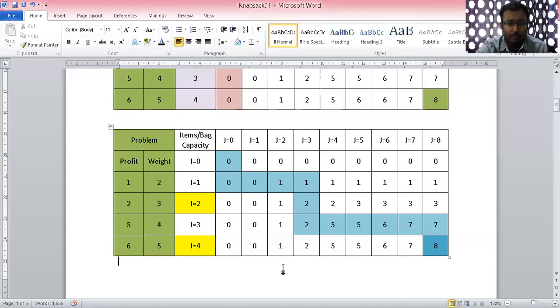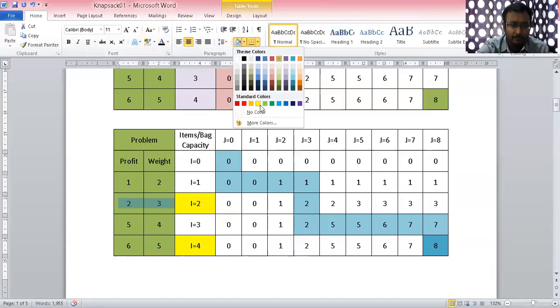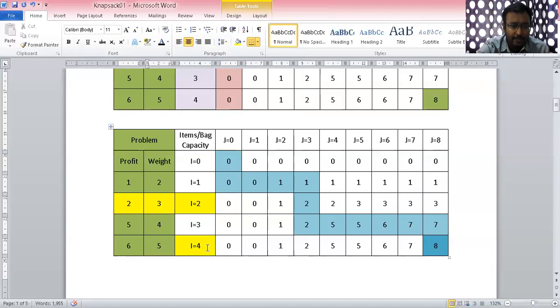So in this problem, I have added 2 items into my bag, item number 2 and item number 4. The weight of item number 2 is 3 and the weight of item number 4 is 5. If I sum up the weight of these 2 items, 5 plus 3, it comes out to be 8.